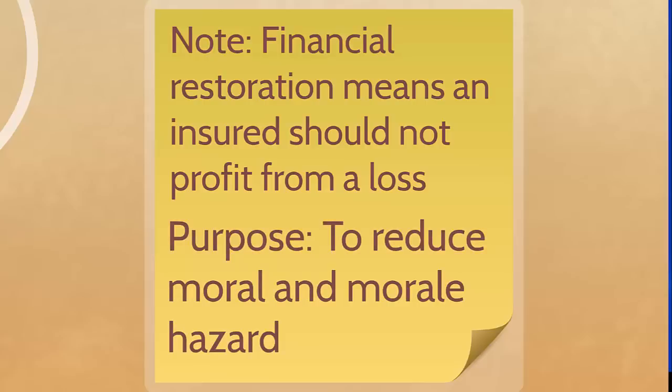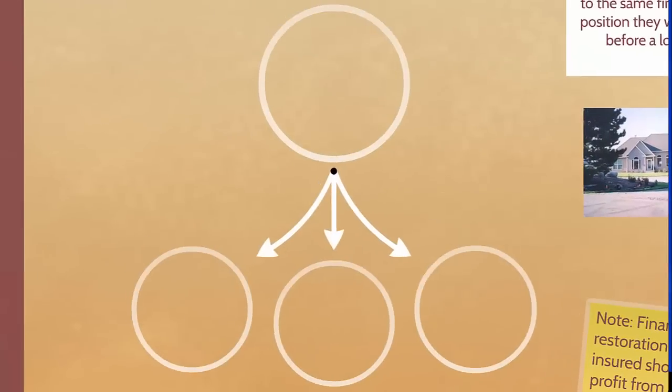The purpose of indemnification, meaning that the insured should not profit from the loss, is to reduce moral and morale hazard. An insured who could profit from a loss if they destroyed or damaged their property would be less likely to avoid moral hazard and less likely to be careful to protect themselves and their property from loss. So let's look first at exceptions to the principle of indemnity. They are valued policies, replacement cost, and cost sharing.